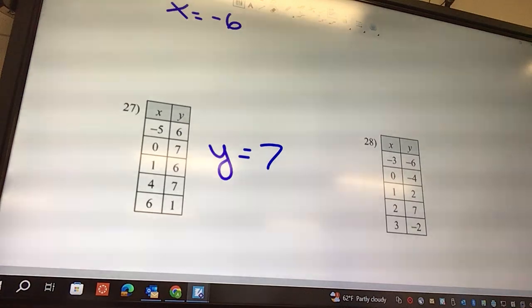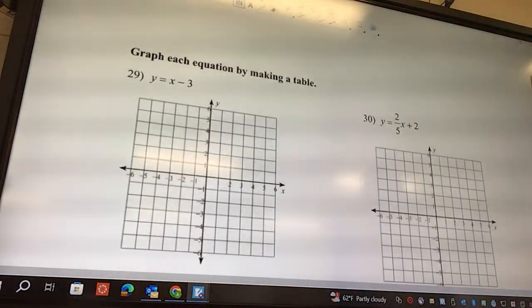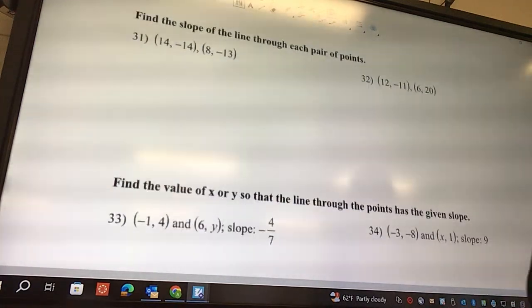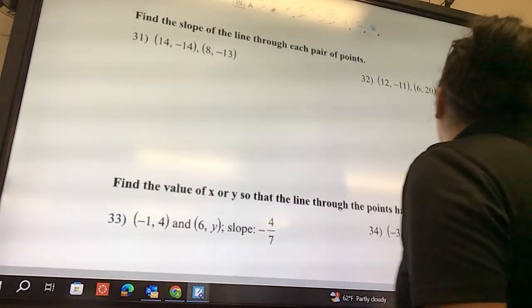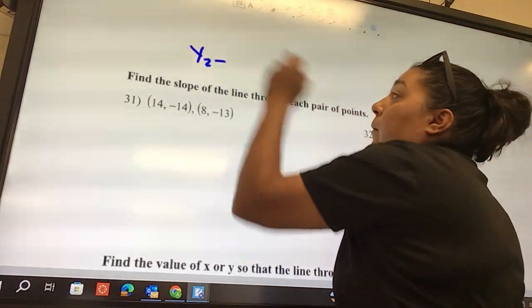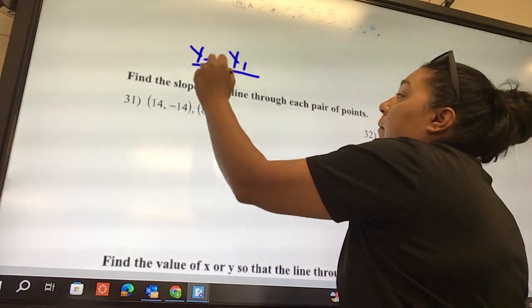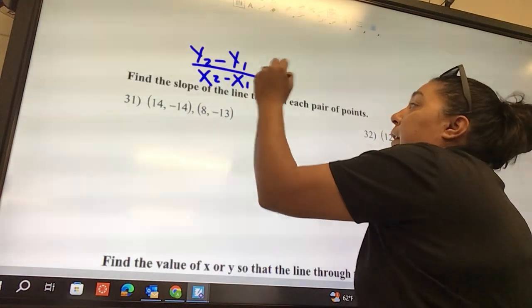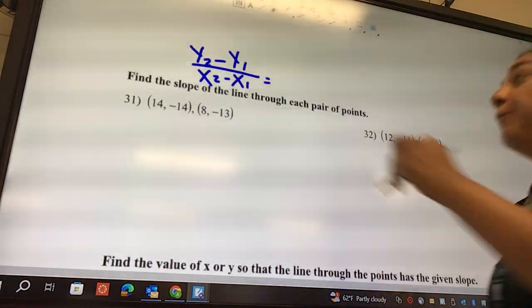31, what is the formula for slope? What's the formula? Y equals y... Y what? Y2 minus y1, good, over x2 minus x1, equals what? m. M. Okay.